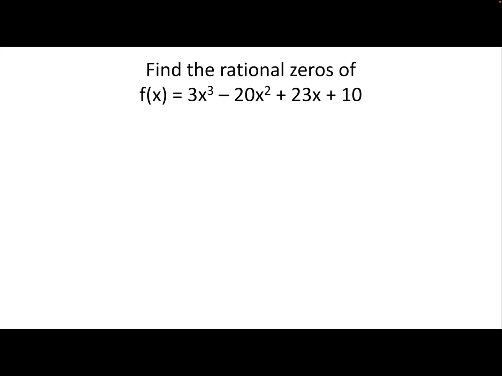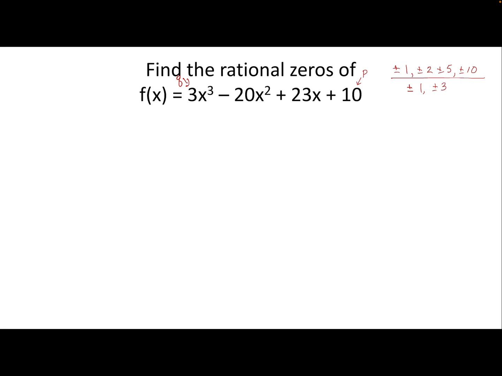To find the rational zeros of this function, same process. We check to make sure we're not missing anyone. We're going to figure out what our possible zeros are. So we have options of plus or minus 1, plus or minus 2, plus or minus 5, plus or minus 10. Those are all the factors of 10. That's our p. We want the factors of our leading coefficient, which is our q, so we can have a plus or minus 1, a plus or minus 3.